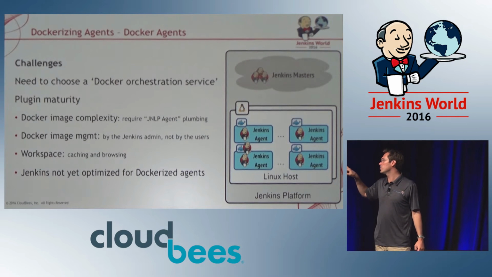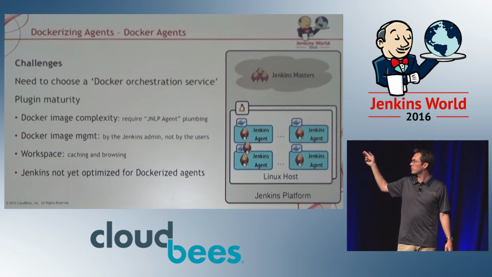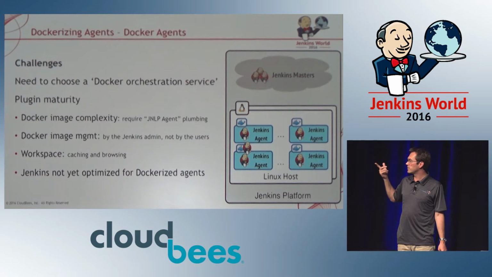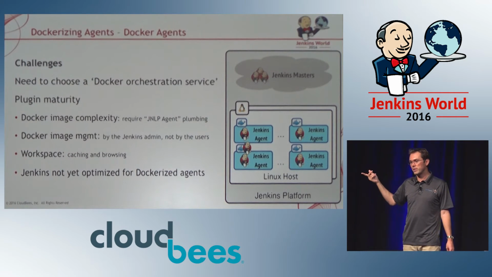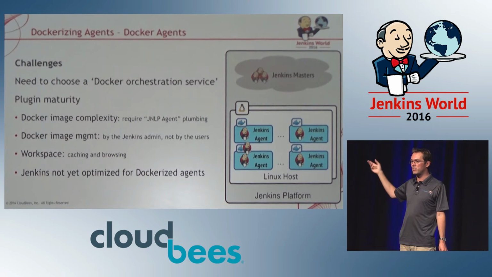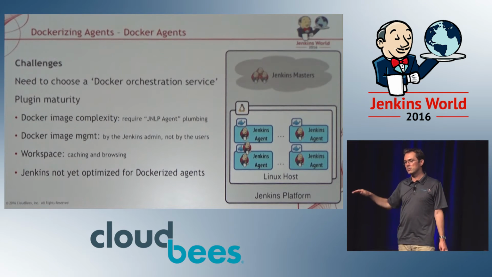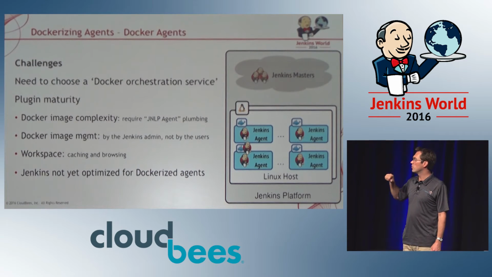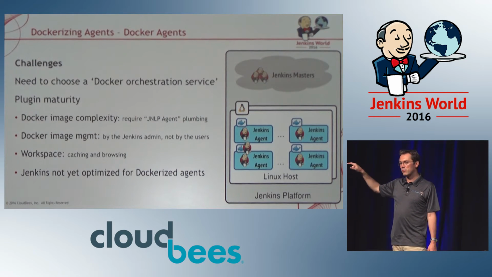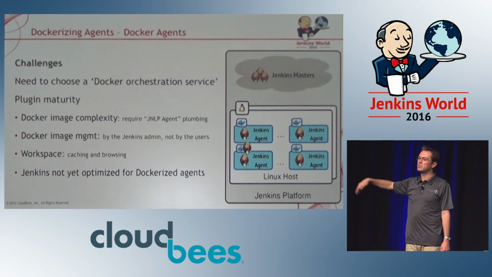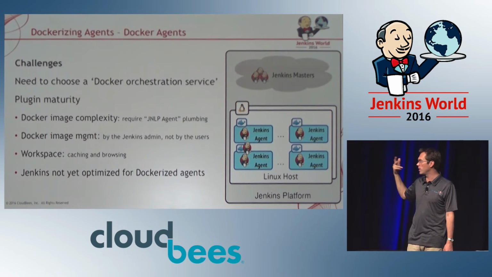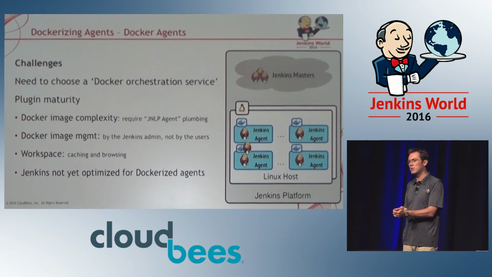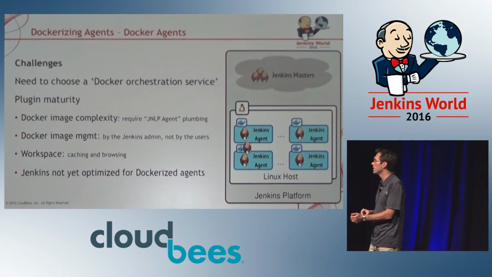Then there is another challenge, is that usually with these Docker orchestration services, we have a challenge with workspace caching and workspace browsing because these agents are ephemeral. They are wiped out, deleted once they have executed your build. Usually, you don't have workspace caching for the moment, so it means that you will re-download some stuff for every build, a bit like on Travis or Cloud build services.